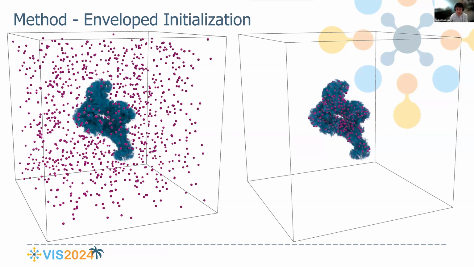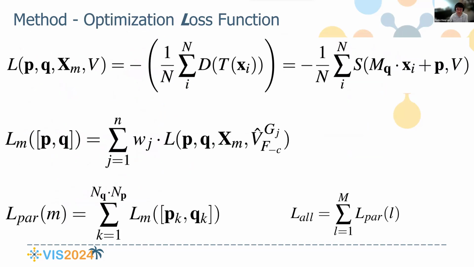The third strategy is what we call enveloped initialization, to concentrate the search. Shown on the left is the sampling used by the ChimeraX fitting map command, which is sampling everywhere in the volume for an initial placement. In contrast, we sample only in the area that passes the threshold, as shown on the right.